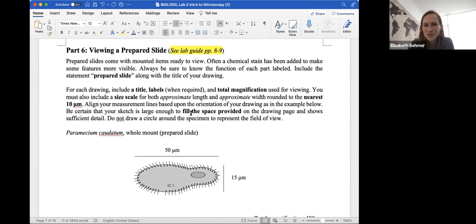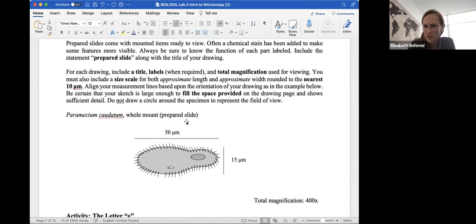What you're going to be doing is prepared slides come with mounted items ready to use. So the prepared slides are what we would be using in lab if we were looking at skin cells or a bacteria. Often a chemical stain is added to make the features more visible. Always be sure to know the function of each part labeled and include the statement prepared slide along with the title of your drawing. So you'll be making some drawings.